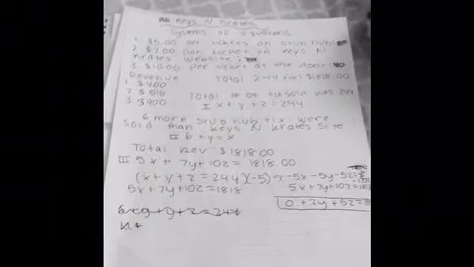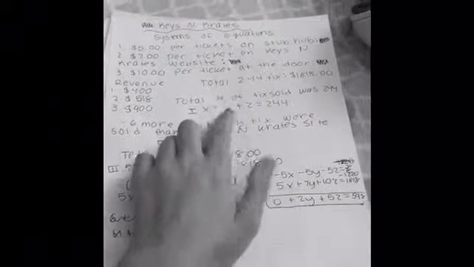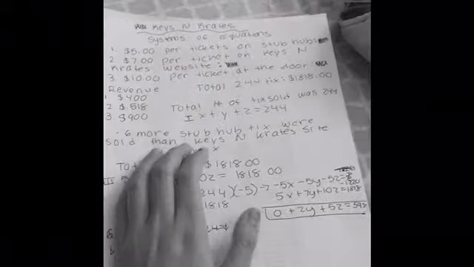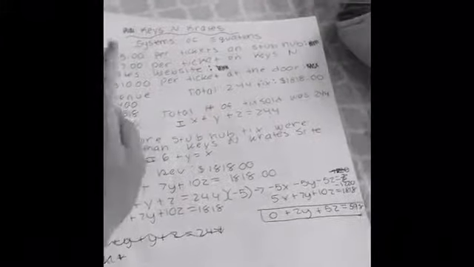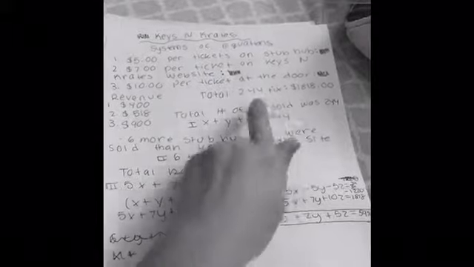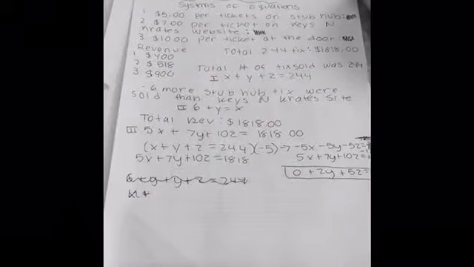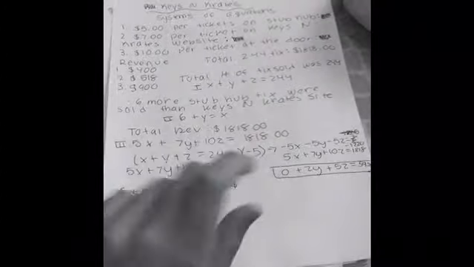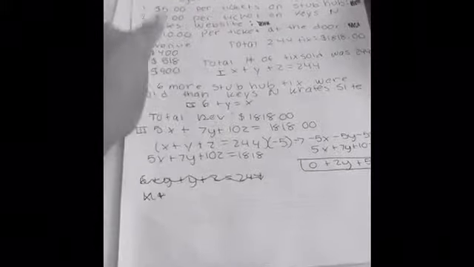The first thing we have to do is find our first equation, and that is x plus y plus z equals 244, because we don't know how many tickets were sold at each place, but we know there are 3 categories, and that's the total number of tickets. Our second equation comes from the statement saying 6 more StubHub tickets were sold than Keys and Crates tickets, the ones sold on the site. That gives us 6 plus y equals x. Our last equation is 5x plus 7y plus 10z equals $1,818, because this is all our revenue.